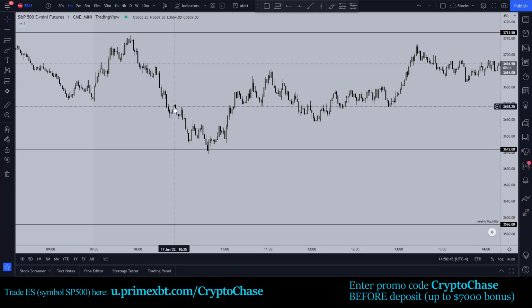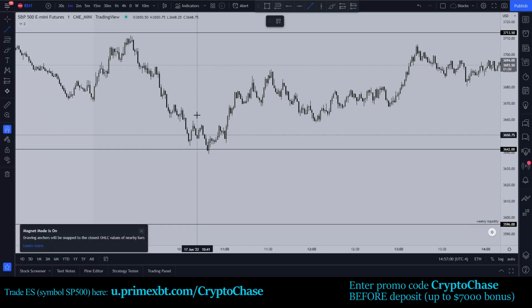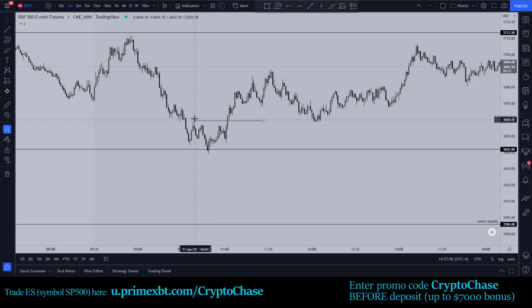We have a low. We have a high. We have a lower low. We have a lower high. We have a lower low. We have a lower high. We have a lower low. And then we break right here. Okay? That's our market structure break. We're using the high of the previous low, before the lower low.